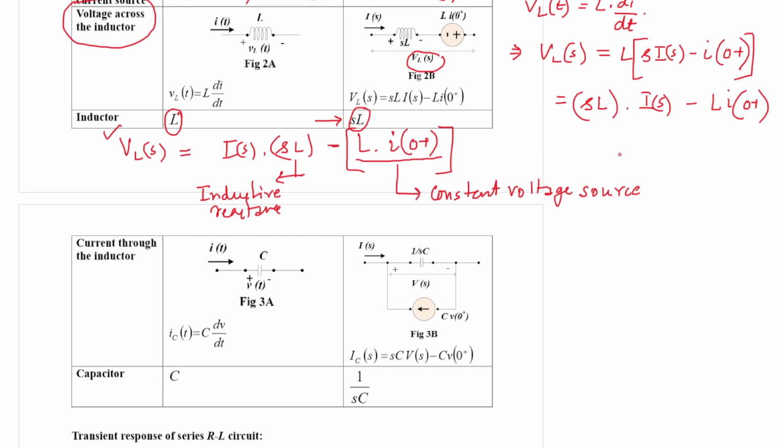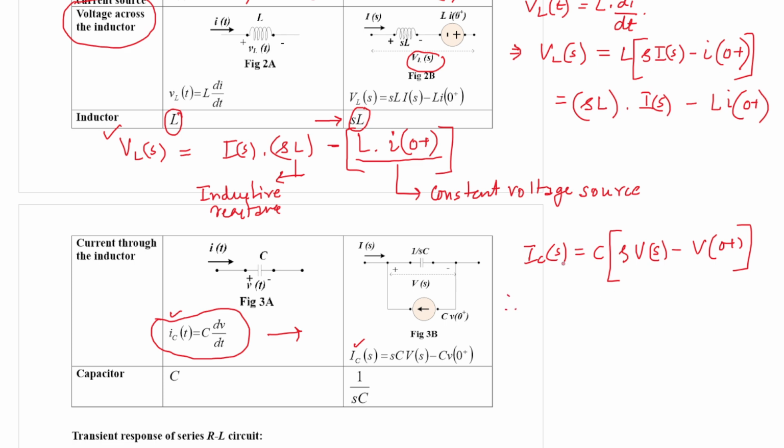Now what will be the current flowing through the capacitor? Similarly, when some current is flowing through the capacitor, then IC, the current flowing through the capacitor, must be C into dV/dt. It is a well known equation. So if you convert it into the Laplace domain, IC(t) will become IC(s), then C times dV/dt will become S into V(s) minus V0 plus.